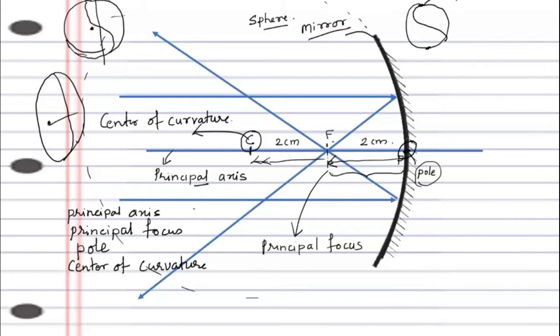Now, why am I explaining this to you in detail? Because expect the question. What is the question? Draw the diagram of convergence of light in a concave mirror, and show the principal axis, principal focus, pole, and center of curvature.